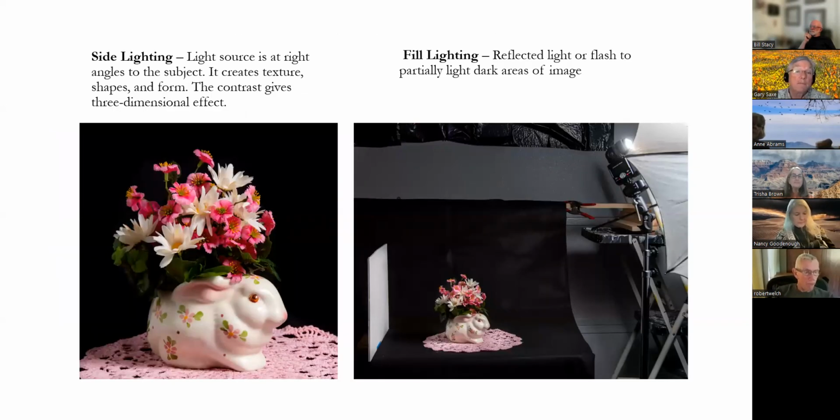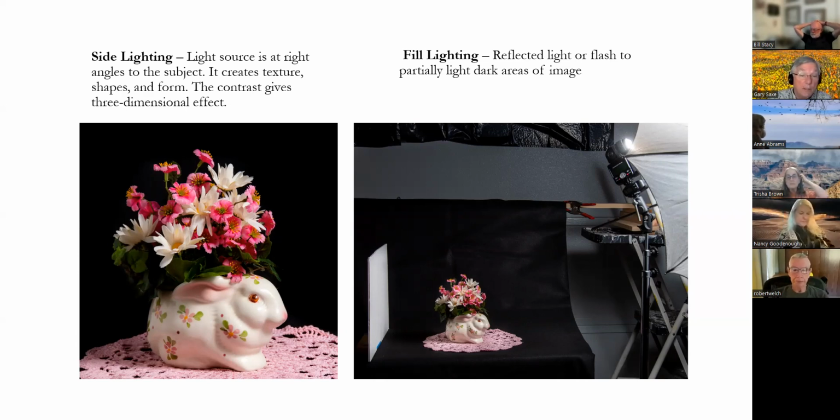Side lighting. The light source is at right angles to the subject. It creates texture, shapes, and form. The contrast gives a three-dimensional effect. Fill lighting. Reflected light or flash to partially light dark areas of an image.